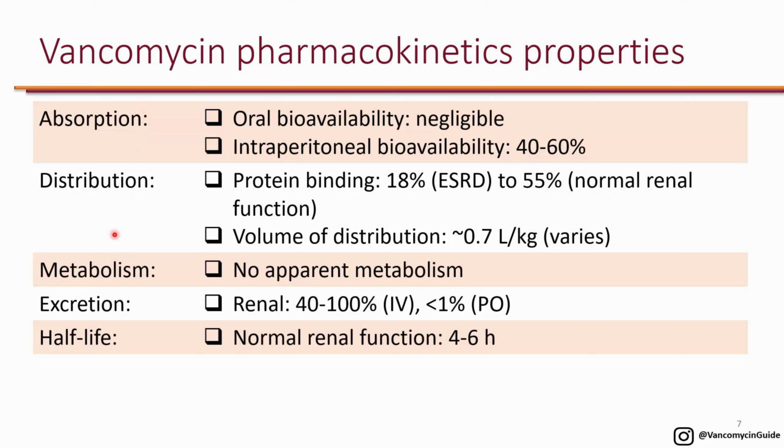For the most part, vancomycin pharmacokinetics shows a lot of variability in different patient populations, including protein binding and volume of distribution. It is renally excreted for the most part, so renal function is very important when it comes to vancomycin therapeutic drug monitoring, just like aminoglycosides. And the half-life of vancomycin in someone with normal renal function is about 4 to 6 hours, and it will be extensively prolonged in someone with renal dysfunction.